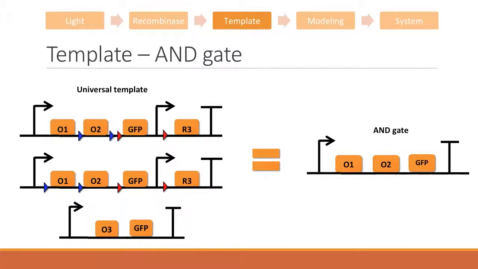So we can ignore R3 and the entire bottom strand of DNA and just look at the top strand, which is then operator 1, operator 2, followed by GFP, and that's going to have the exact same behavior as the AND gate shown to the right.